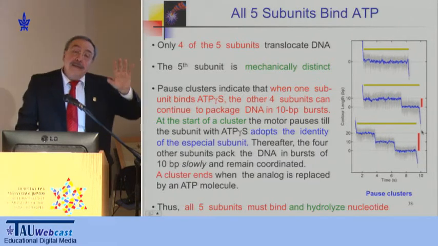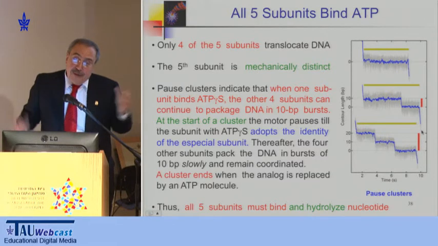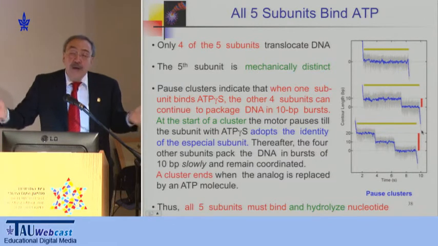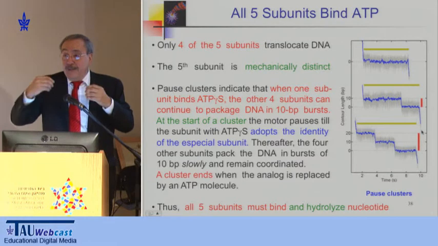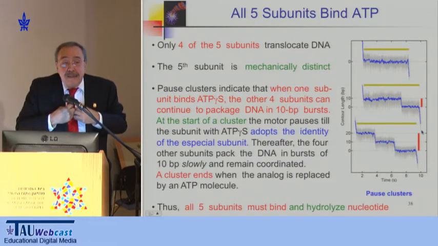Now, why is it that we always bind ATP gamma S to the special subunit, you may ask. Of course, we cannot ensure that. What we think happens is that the subunit that binds the ATP gamma S ends up becoming the special subunit.